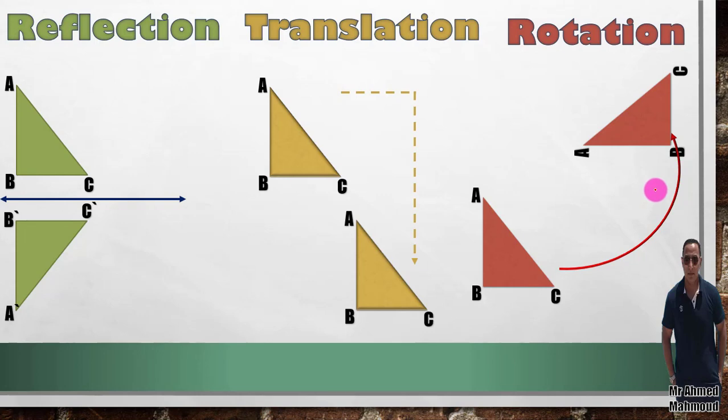Now generally I have the reflection by using an axis, and I have the translation, moving the position of an object from one place to another place. And the rotation, which makes a turn for this object. Okay, now let's solve the following example.